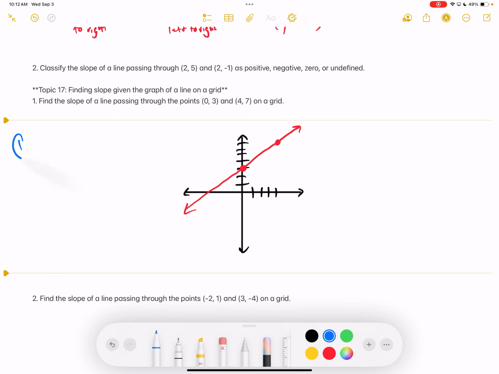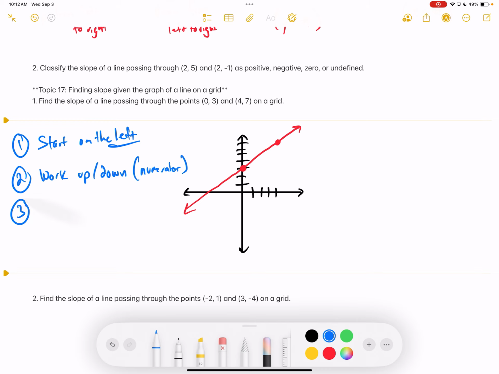So what you want to do, the tip to this, is start on the left, okay? We always start on the left because we read left to right. And then you are going to work up or down to the point on the right. And that's your numerator. Up or down is my rise, and then you are going to go to the right. And that's my denominator. Okay. So we start at this point right here on the left. And we say to be even with this one, I have to go up 1, 2, 3, 4. I go up 4.